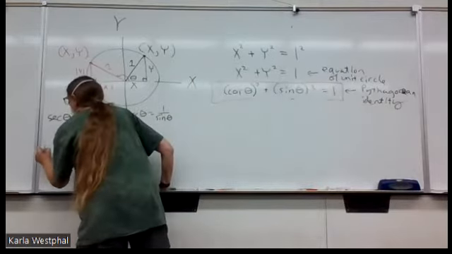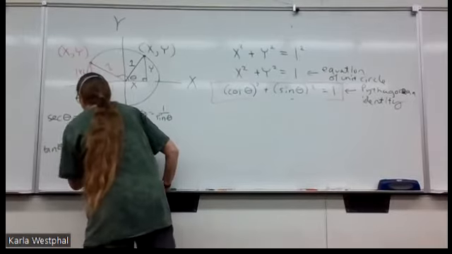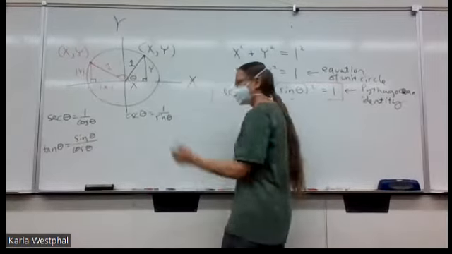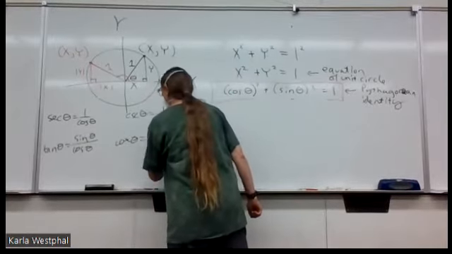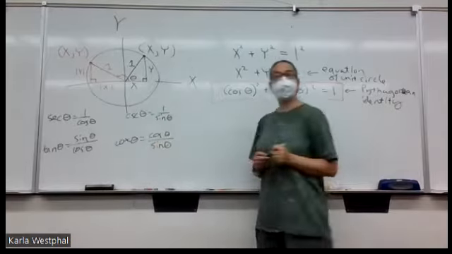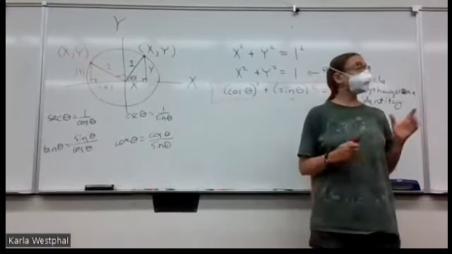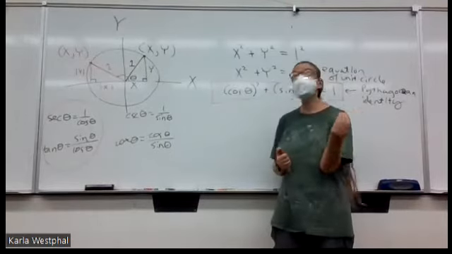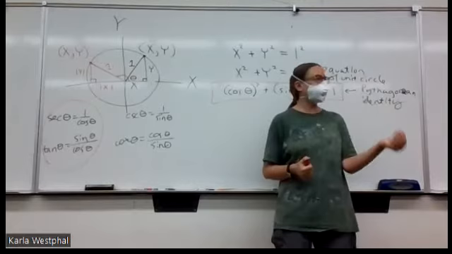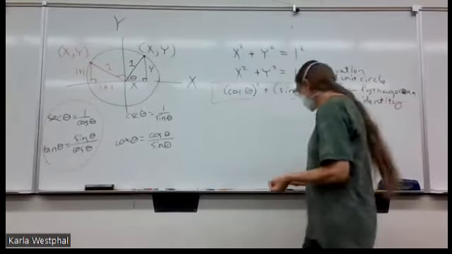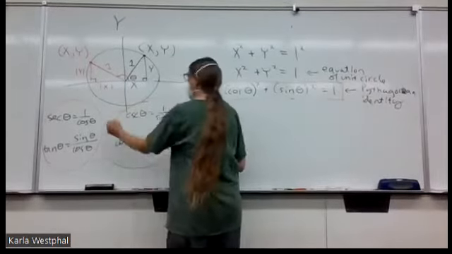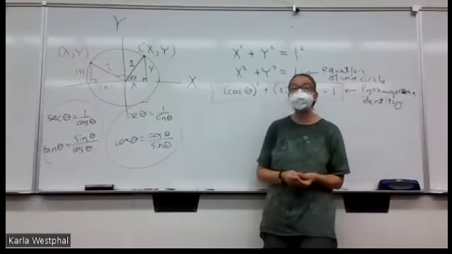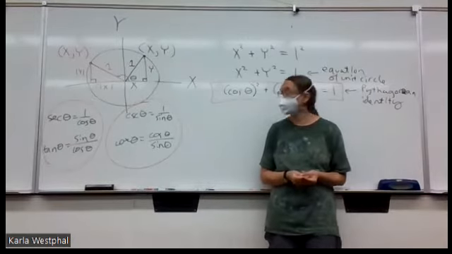Throw in our quotient identities. Tangent of theta is sine of theta over cosine of theta. And cotangent of theta is equal to cosine of theta over sine of theta. So when I write them in terms of sine and cosine, secant and tangent have something very important in common. They both have cosine in the denominator. Now, one consequence of that is that they're undefined at the same places. Similarly, cosecant and cotangent both have sine in the denominator. Again, a consequence of that is that they will be undefined in the same places, which is wherever sine is 0.